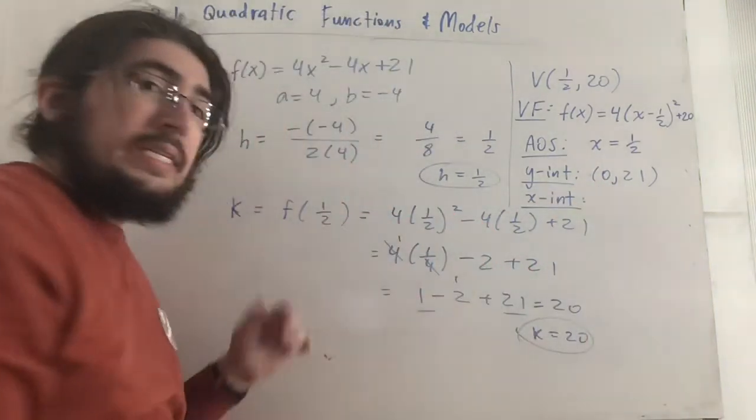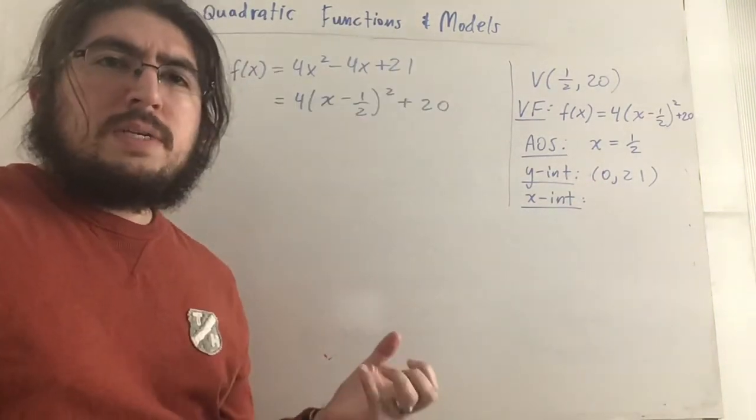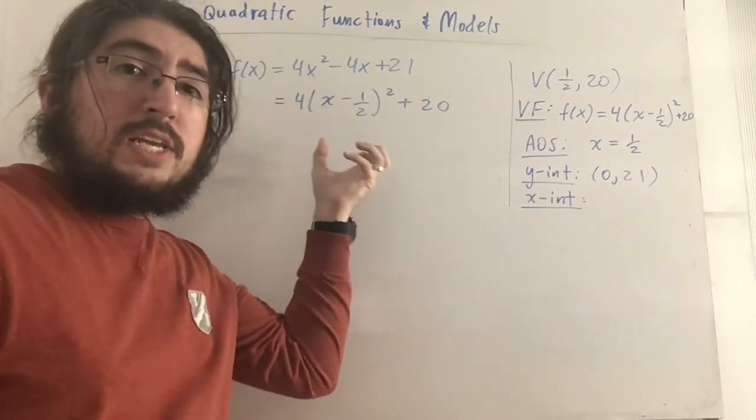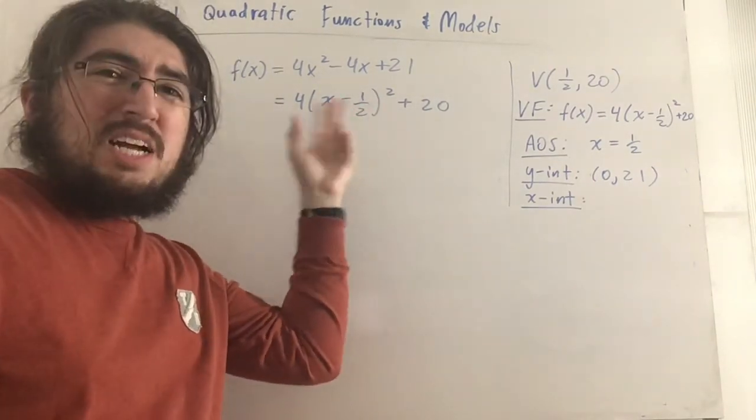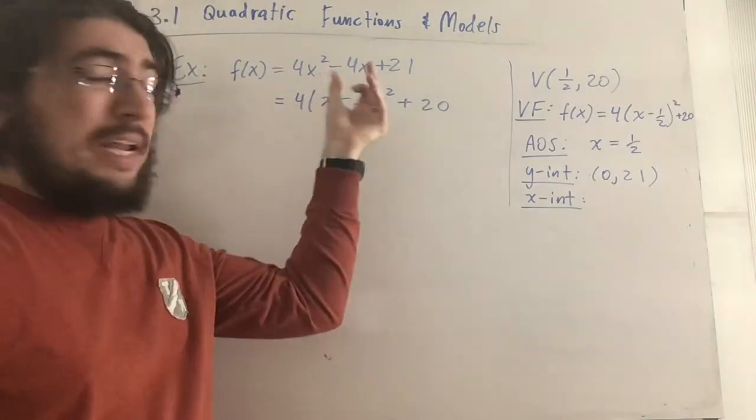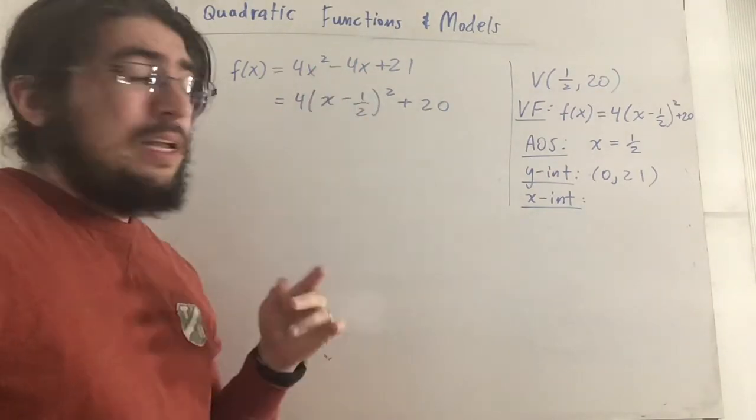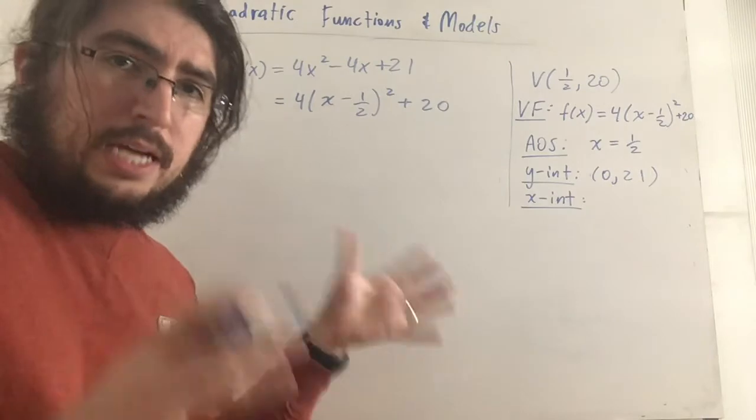And let me erase so we can take a look at that right now. First off, let me just say, if this vertex form freaks you out for a little bit, you can always expand this out, distribute the 4, combine like terms, and you'll see that you'll get indeed this. So here's how I'm going to find the x-intercepts.